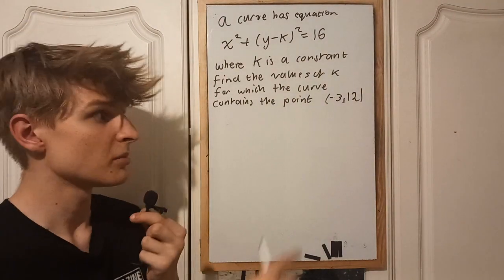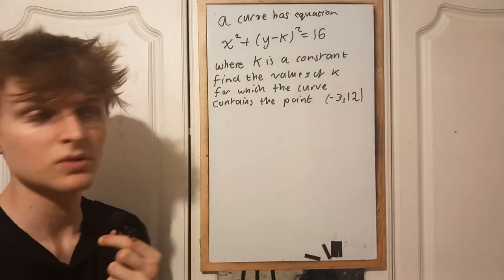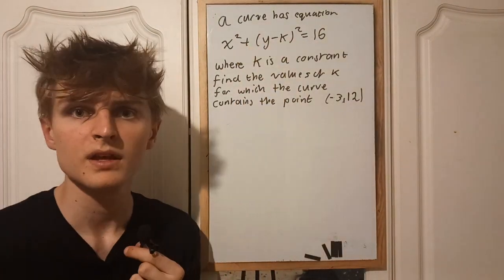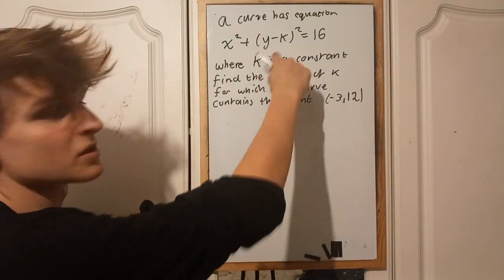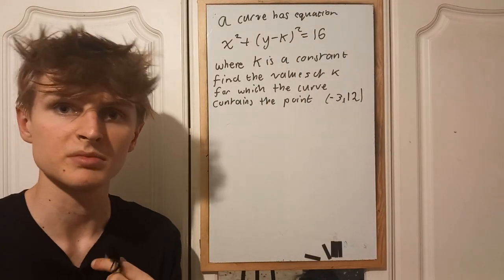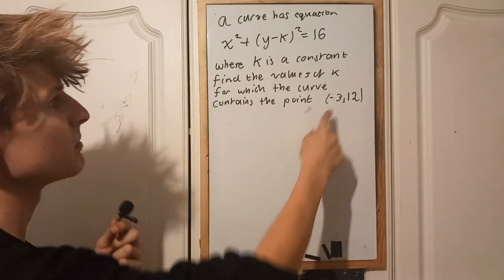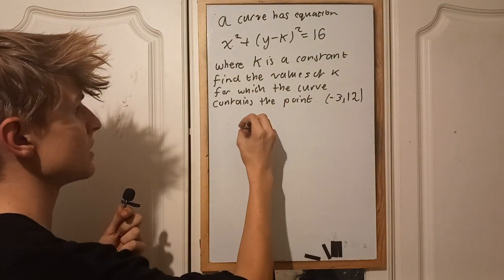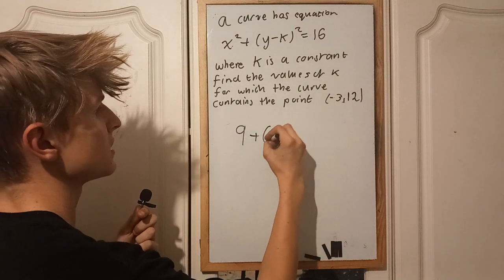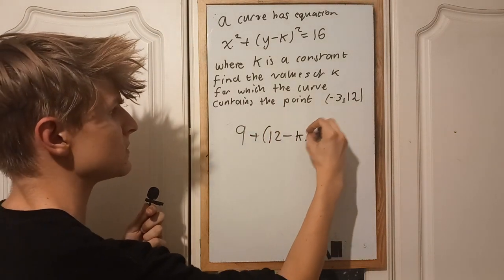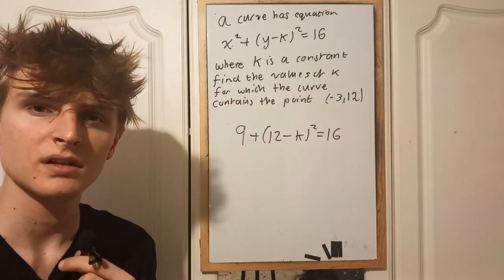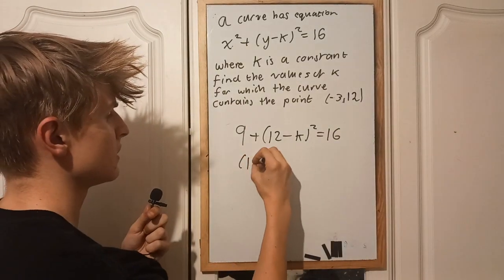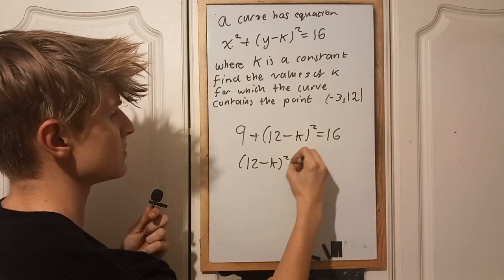So, if this point is going to lie on the curve, its coordinates must satisfy this equation. So, if we plug those coordinates in and solve, we're going to see what k must be for that point to actually be on the circle. So, let's do that. Plugging in minus 3, we get minus 3 squared, which is 9, plus 12 minus k squared, and we need that to be equal to 16. Anyway, 16 minus 9 is 7. 12 minus k squared equals 7.